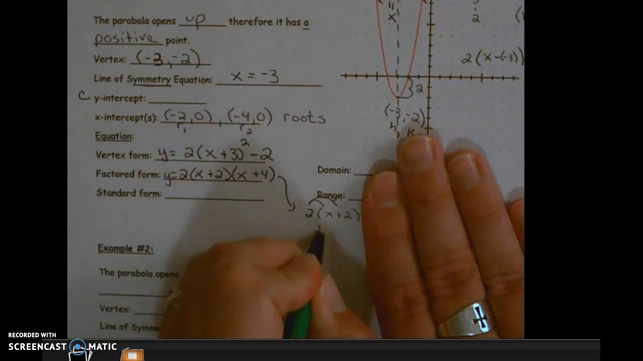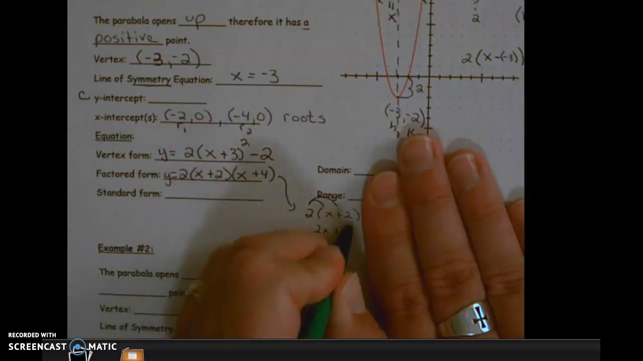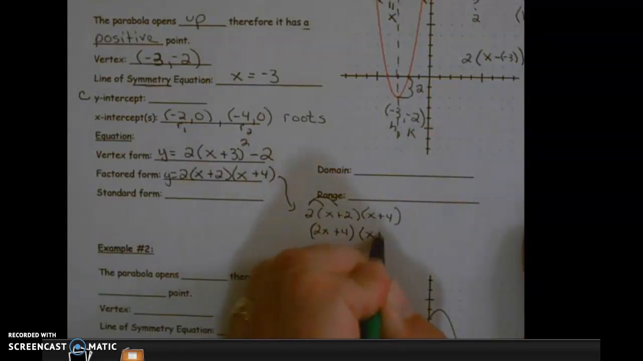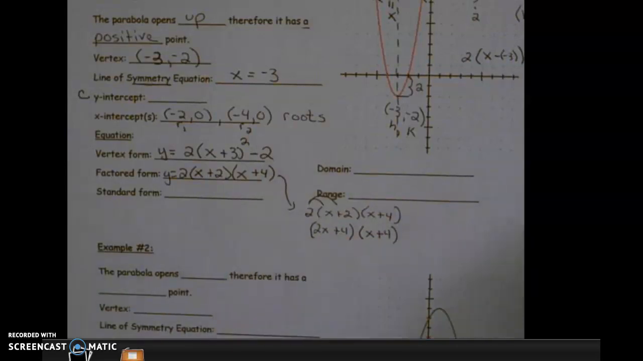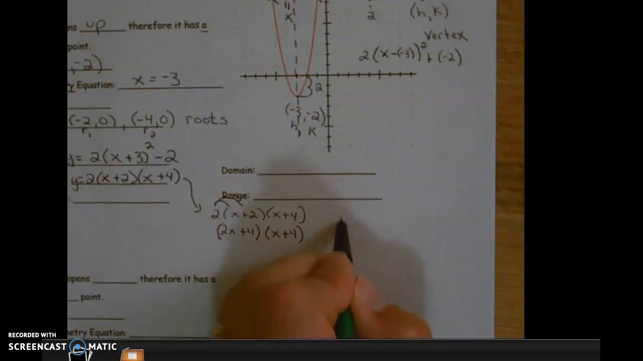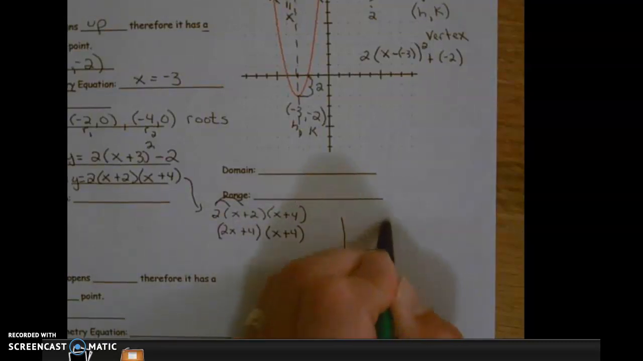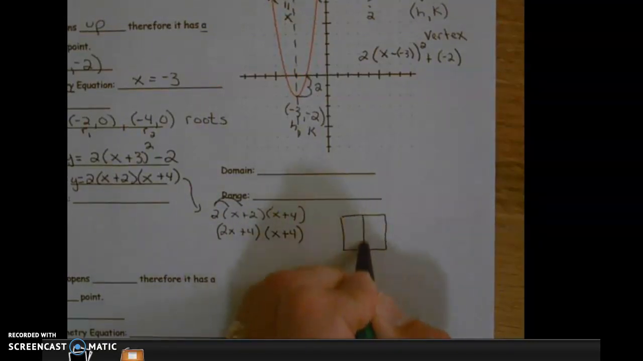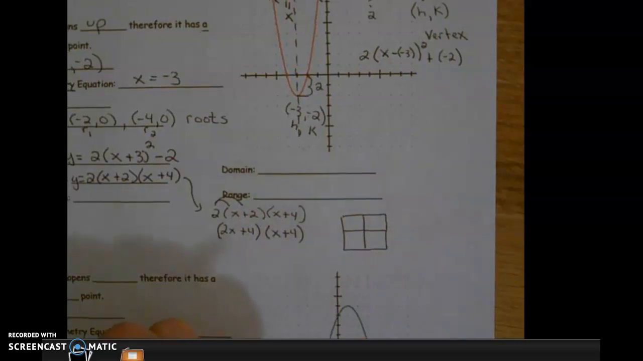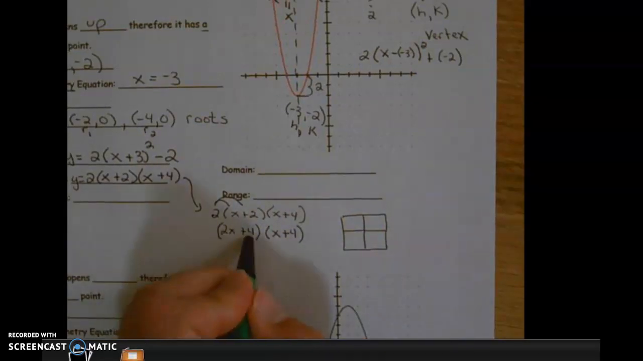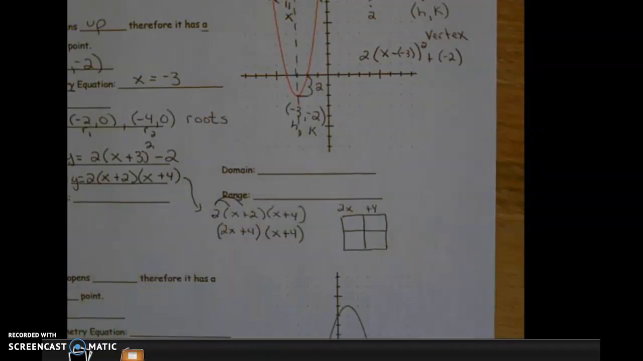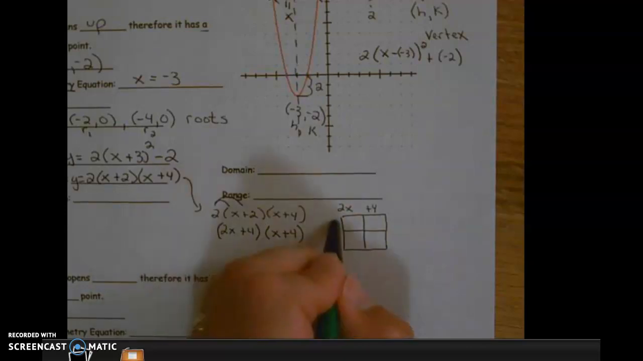So we get 2x plus 4. Keep it in parentheses, because now we're going to multiply that times x plus 4. I'm not sure how your teacher taught you this, but a lot of students like to use this little graphic organizer called the box method, and some students like to do the FOIL method. So 2x plus 4 goes on one of the sides, and then x plus 4 goes on the other.